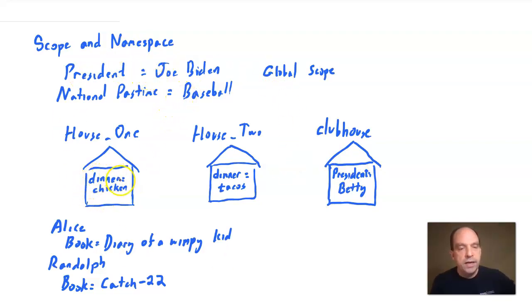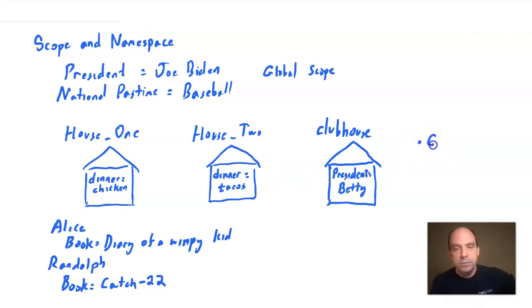Once we go into House 1, we say the binding of dinner with chicken has a local scope within House 1. If we go deeper and think about Alice, then she has a binding that has local scope, book with Diary of a Wimpy Kid. She still has access to the global scope binding of president with Joe Biden and national pastime with baseball, and she has access to the enclosing scope binding of dinner with chicken. She doesn't have access to the binding in House 2 of dinner with tacos, or the binding of president with Betty in the clubhouse.